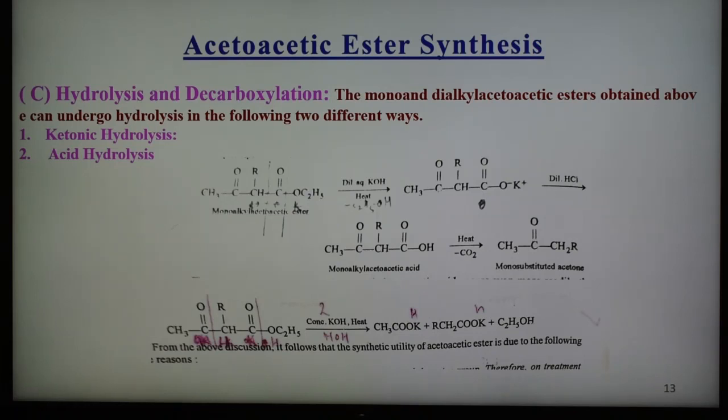From the above, it shows that the synthetic utility of acetoacetic ester is because of this. Acetoacetic ester undergoes these three steps: the first step is the formation of enolate anion, the second is the alkylation, and the third is the hydrolysis and decarboxylation. By using this reactive methylene compound, we can synthesize a number of organic compounds, monocarboxylic acids, dicarboxylic acids, and many other organic compounds by using this acetoacetic ester compound.